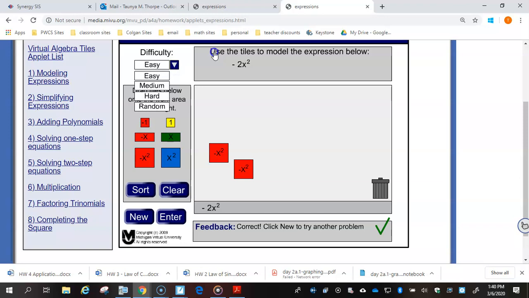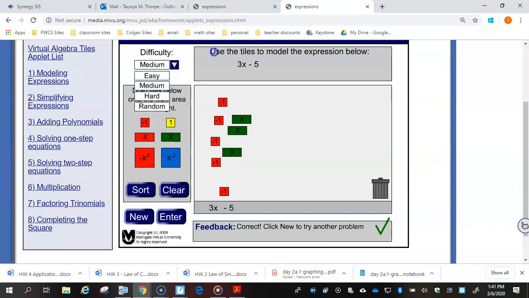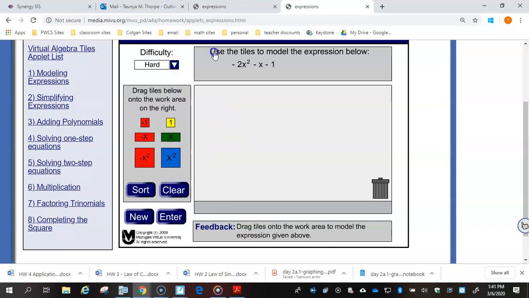So what if I asked you to represent this? How would we do that? 3 positive x's, and then 5 negative 1s. Okay. What if I asked you to represent this? 2 negative x squares, 1 negative x, and then a -1.